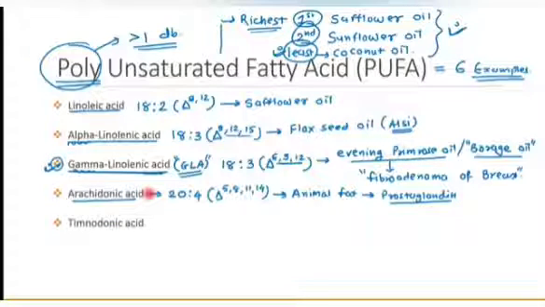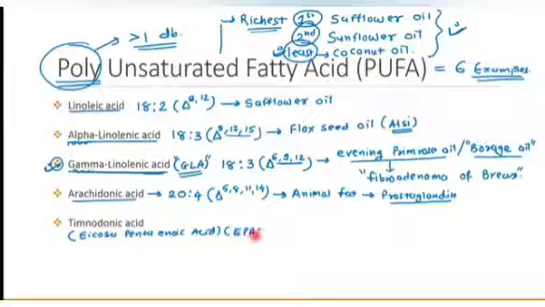The next example is of the timnodonic acid. Timnodonic acid, its other name is icosapentaenoic acid. Its popular short form is EPA. This short form you have to remember, this GLA and then this EPA. Now see, icosa means 20, penta means 5 and enoic means double bond. So it's a 20 carbon long compound having 5 double bonds. Okay, so its short form is 20 carbon, then colon, then 5 double bonds.